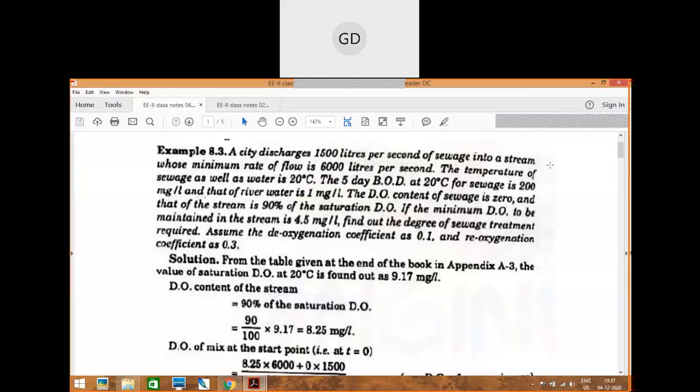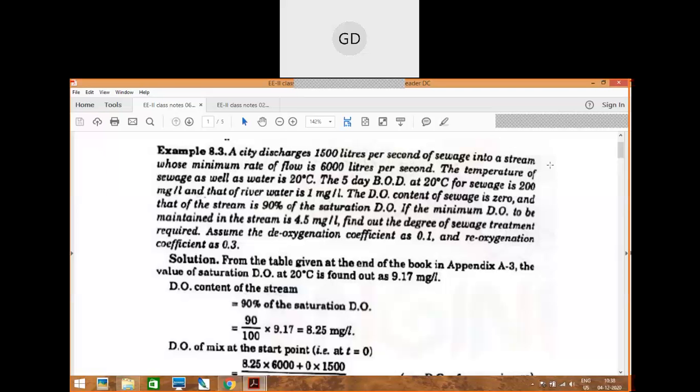The question says that if a city discharges 1500 liters per second of sewage into a stream whose minimum rate of flow is 6000 liters per second. The temperature of sewage as well as water is 20 degrees Celsius. The 5-day BOD at 20 degrees Celsius for sewage is 200 milligram per liter, and that of river water is 1 milligram per liter. The DO content of sewage is zero, and that of the stream is 90% of the saturation DO.